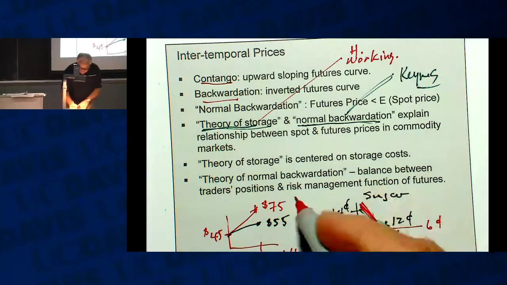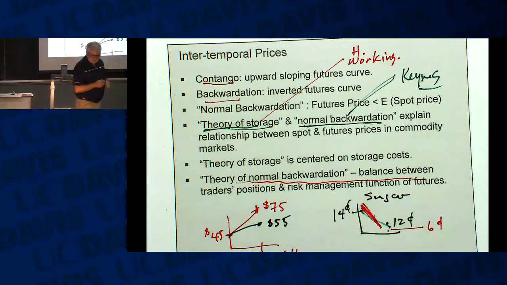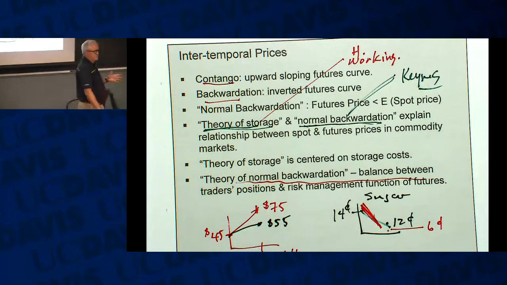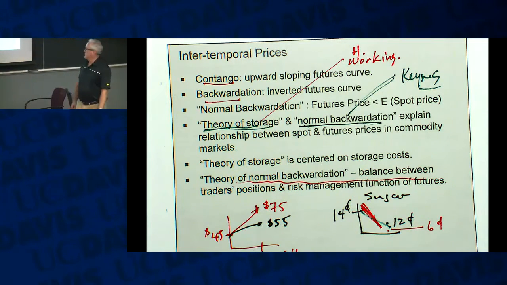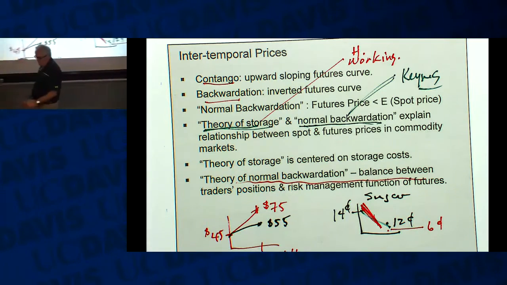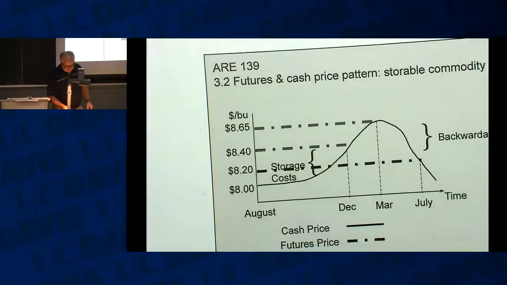The theory of normal backwardation, which is Keynes, he focused more on the balance between traders' positions. And I'll explain that in a second. Okay, this next slide has some intertemporal prices, but I'm going to skip that because instead I used an example last week from corn and sugar.